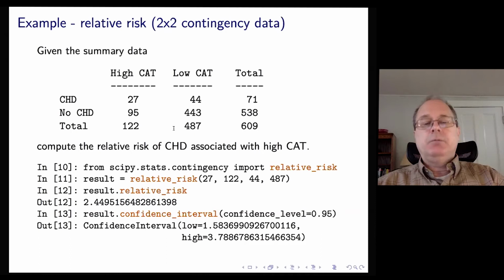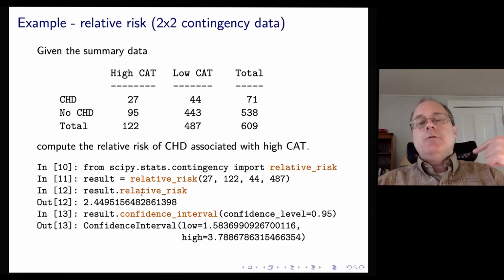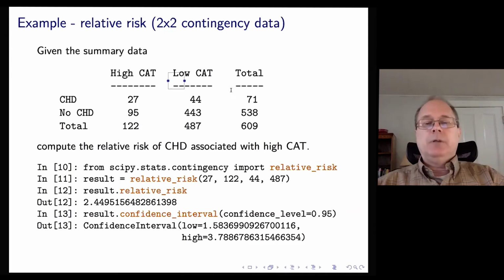Here we take the data and plug it into the relative risk function: how many of the high CAT category were cases, meaning they had coronary heart disease, what was the total, and the same for the low CAT category. Plugging it into the relative risk, we get back this number, 2.45. That tells you that if you have high CAT, the risk of getting coronary heart disease is about 2.45 times higher than someone with low CAT, low catecholamine.